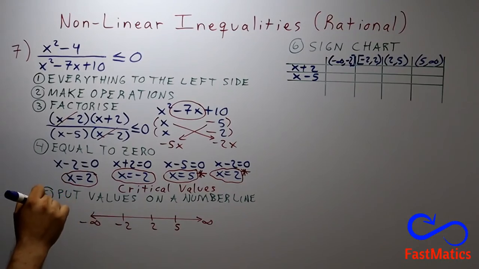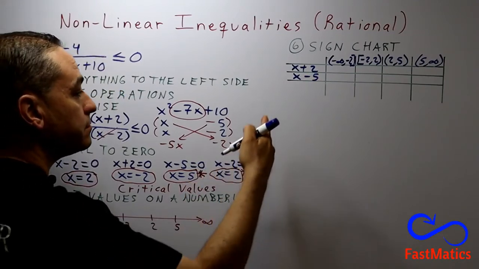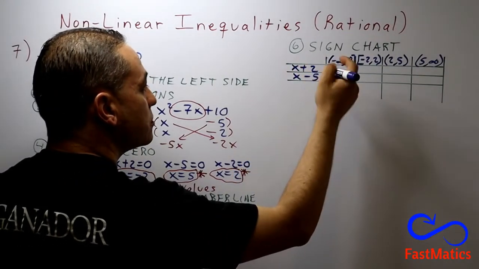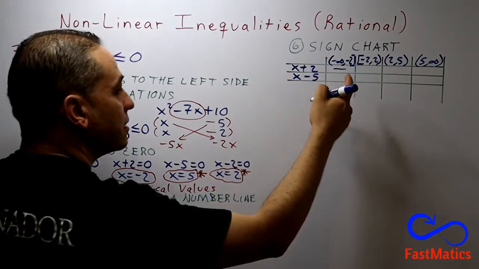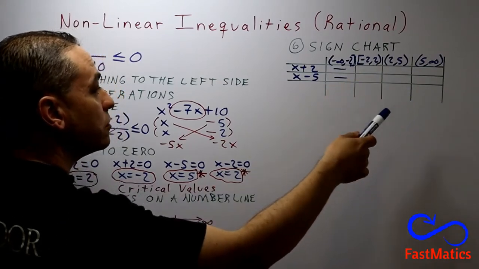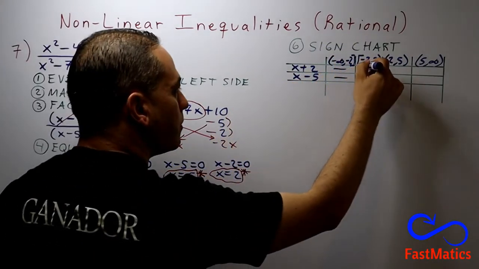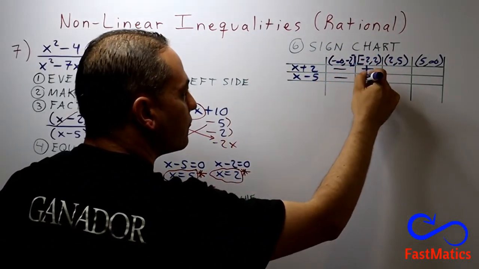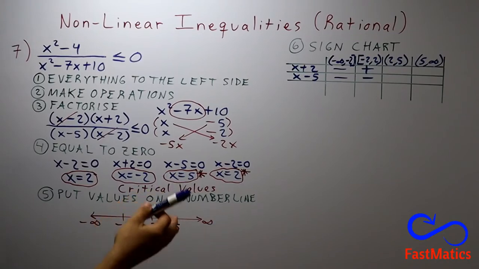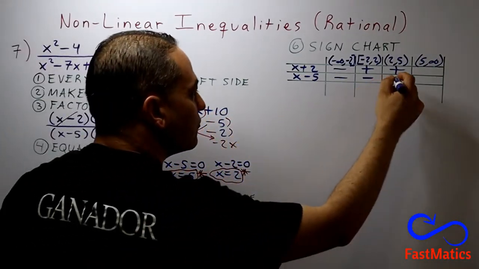And now we are going to test a number between negative infinity and negative 2. For instance, negative 3. You replace the x with negative 3 and you get negative 3 plus 2, negative 1, which is negative. Negative 3 minus 5, negative 8. After that, a number between negative 2 and 2, for example, 0 is the best. 0 plus 2, positive 2. 0 minus 5, negative 5. After that, a number between 2 and 5, for example, 3. 3 plus 2 is 5, positive 5. And 3 minus 5 is negative 2.